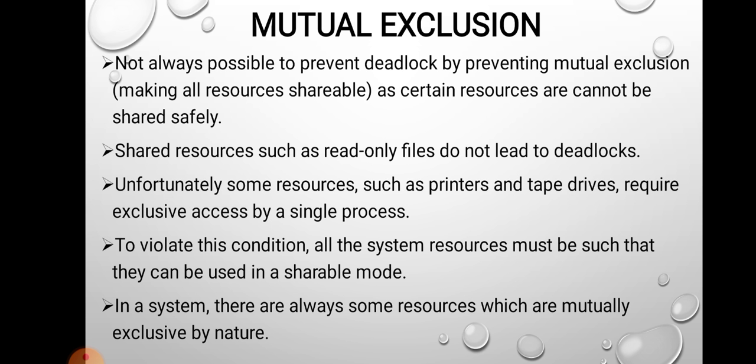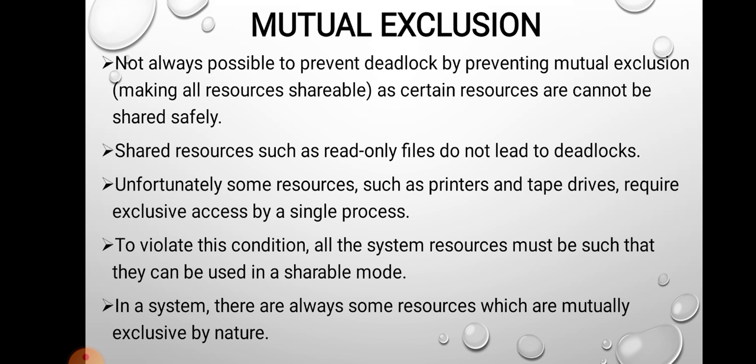So how are you going to eliminate the mutual exclusion? The mutual exclusion must hold for the non-shareable resources. For example, a printer cannot be simultaneously shared by several processes. Clear? Non-shareable resources means we cannot share, for example, a printer at the same time among different processes. Hence the mutual exclusion must hold for the non-shareable resources.